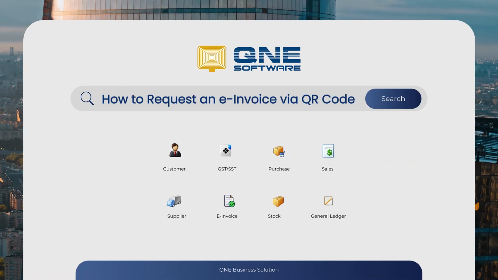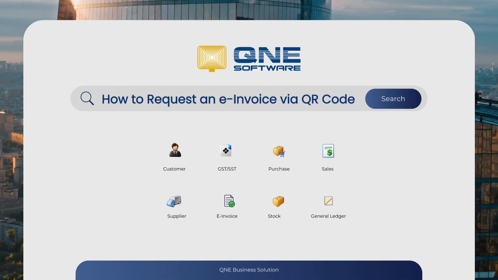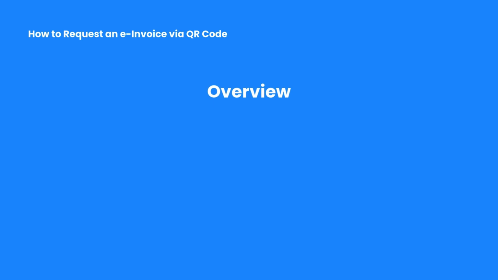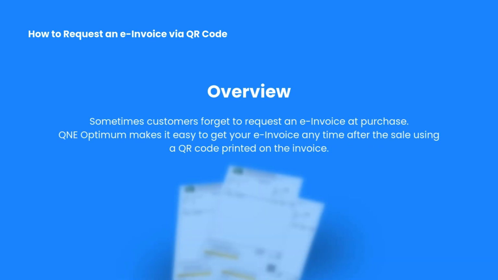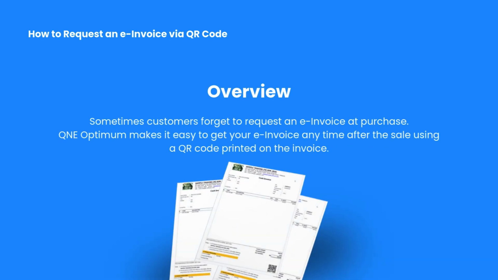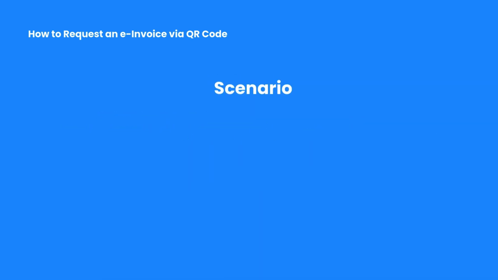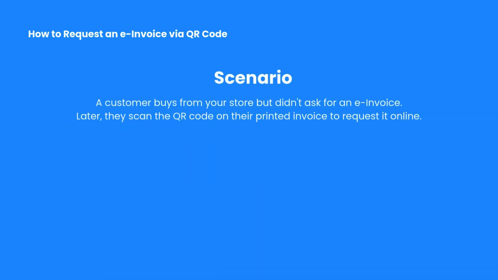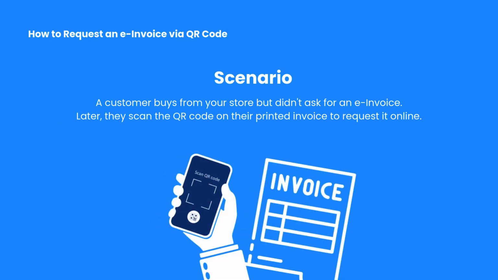How to request an e-invoice via QR code in QNE Optimum. Overview. Sometimes customers forget to request an e-invoice at purchase. QNE Optimum makes it easy to get your e-invoice anytime after the sale using a QR code printed on the invoice. For example, a customer buys from your store but didn't ask for an e-invoice. Later, they scan the QR code on their printed invoice to request it online.